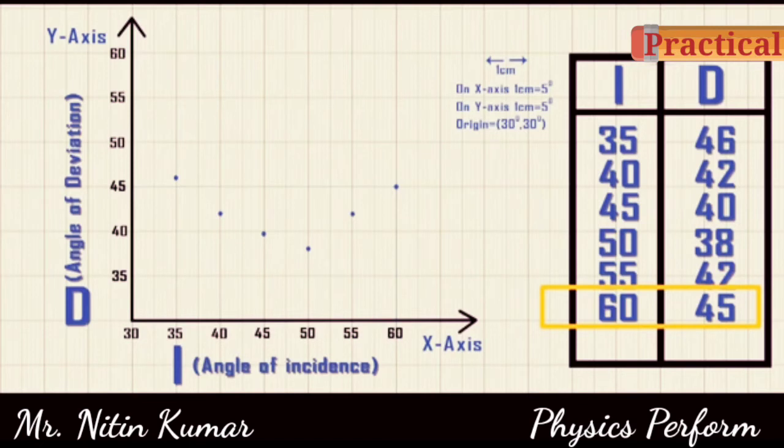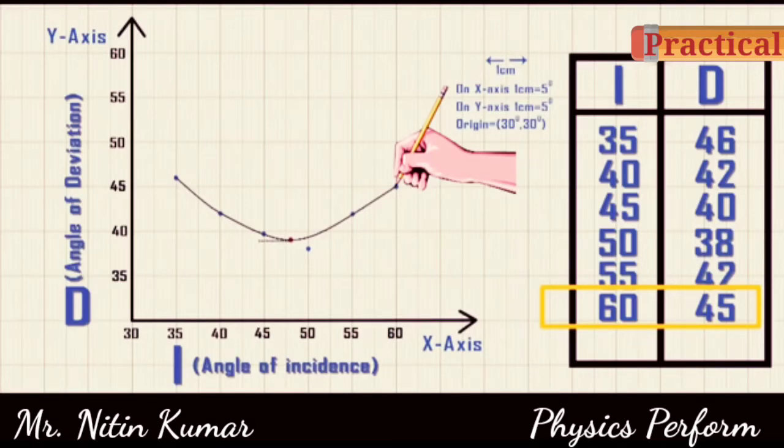After plotting all the points on the graph, we need to join all the points freehand such that the line passes through the maximum number of points. Now, the lowest point on the curve is identified and a perpendicular is drawn on the y-axis. The y-coordinate gives the value of the angle of minimum deviation, Dm. Here, the angle of minimum deviation is 39 degrees.